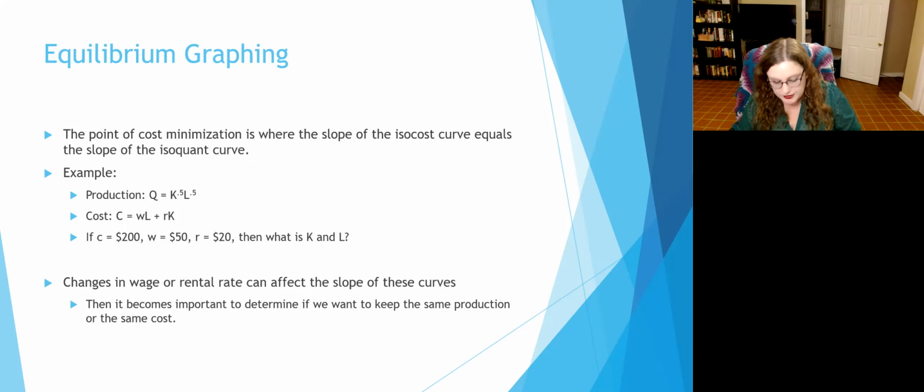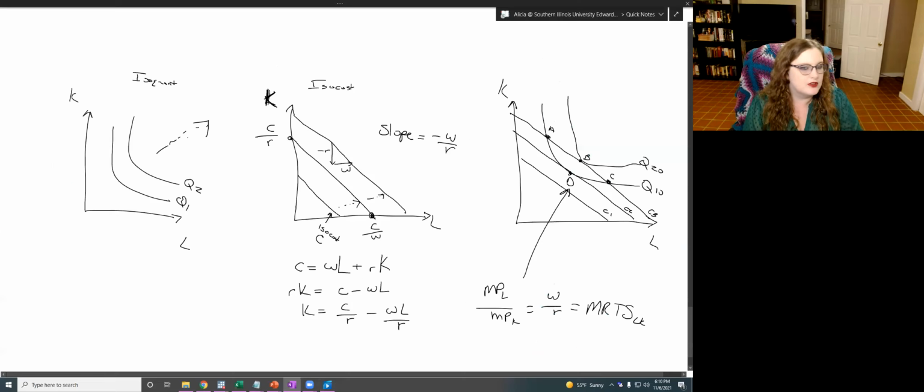All right, so let me give you a couple numbers and then we're going to solve it out. We're going to figure this out. We're going to say that the cost is 200, the wage is 50, and the rental rate is 20. Okay, so let's work this example.